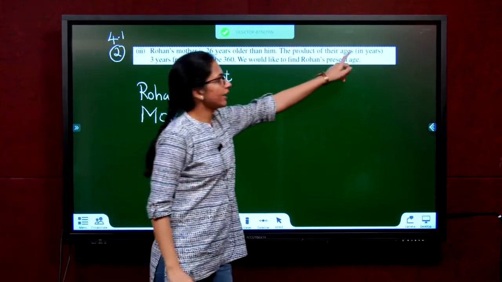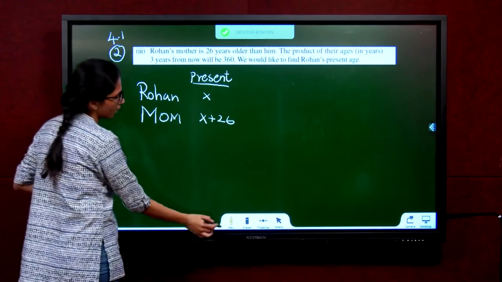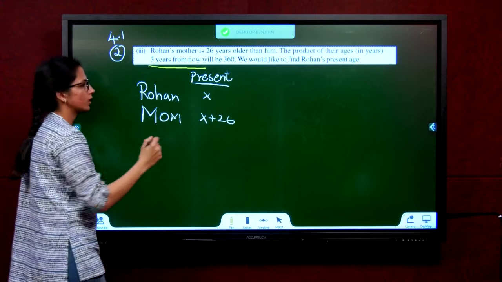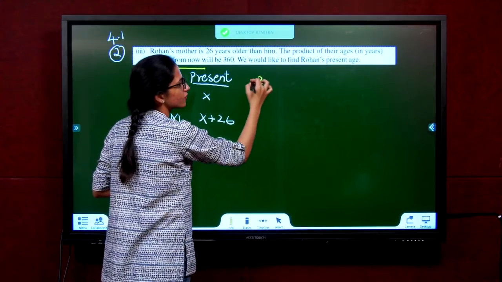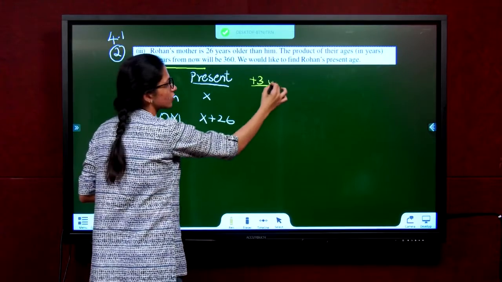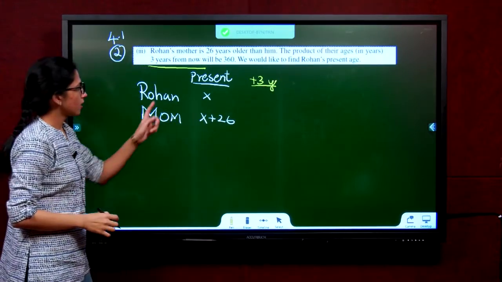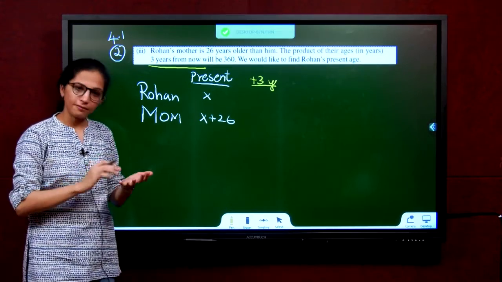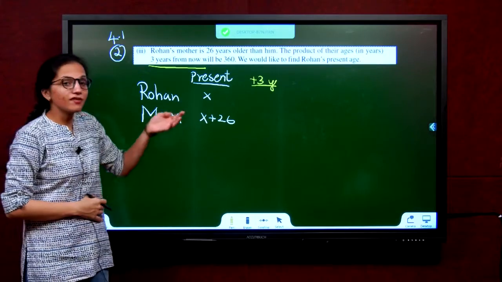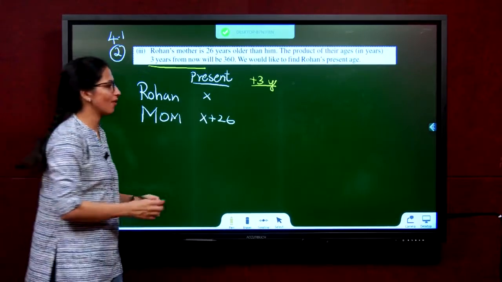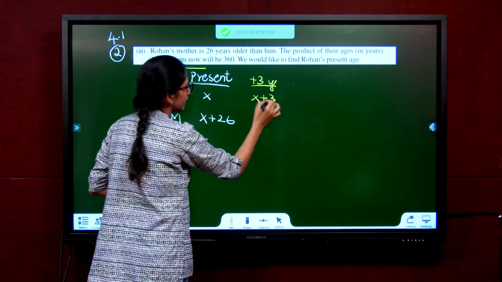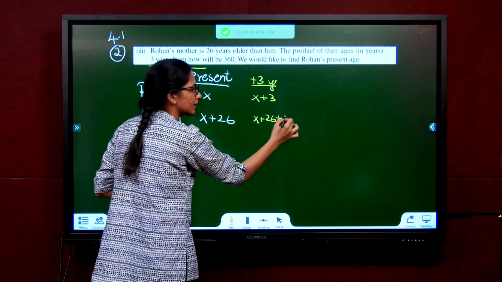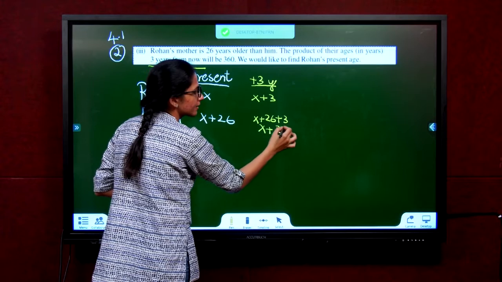The product of their ages 3 years from now. Very important to note the 3 years from now. So now we are going plus 3 years forward. So plus 3 years forward, what happens? This year if I am 10 years old, 3 years from now what will be my age? 10 plus 3, 13. So this year if I am x years old, what will be my age 3 years from now? x plus 3. What will be Rohan's mother's age? x plus 26 plus 3, or you can say x plus 29.